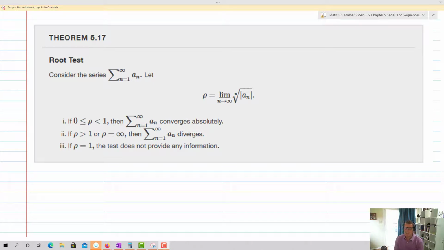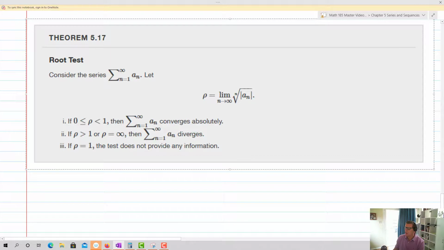And this is another test that's going to help us determine absolute convergence or divergence. Once again, we're going to have this idea of rho. But instead of taking a ratio between the n plus 1th term divided by the nth term, we're actually going to take the nth root of a sub n. So sometimes this is going to work out for particular sequences that are being raised to the nth power. Okay, so let's take a look at it.